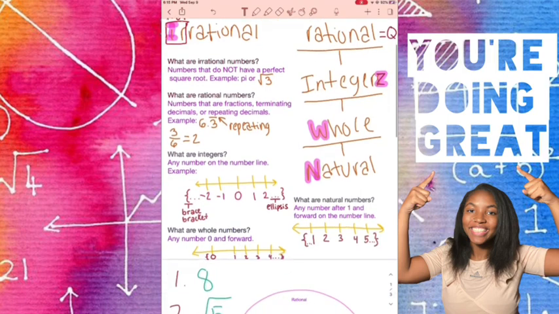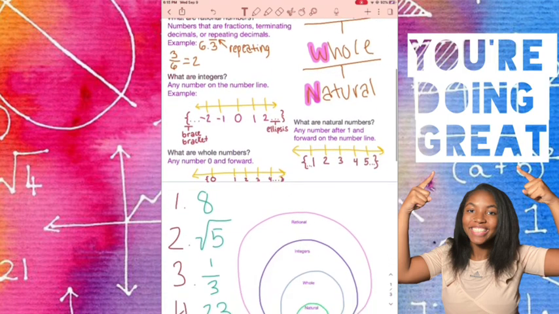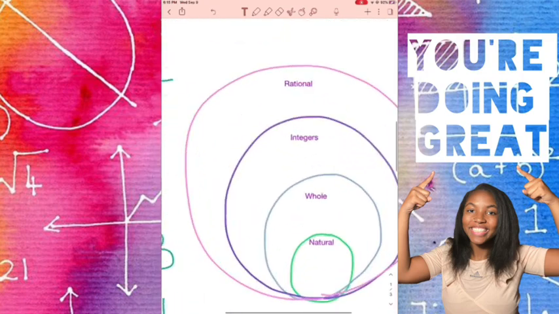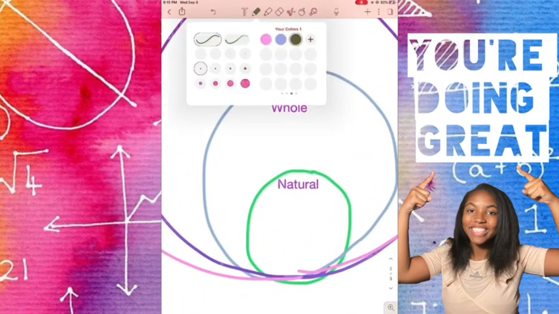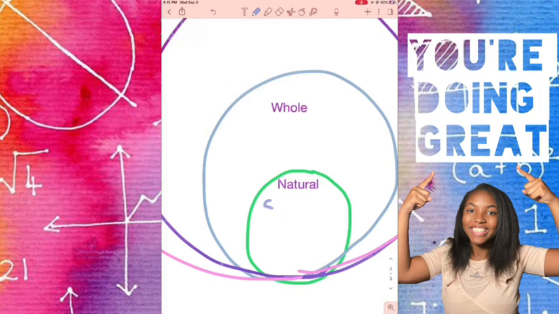Hopefully that wasn't too difficult, but let's get to the answer. So the answer for number 1, which is 8, is that it is natural, whole, an integer, and rational.